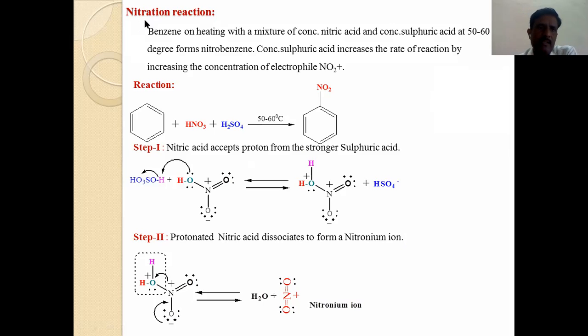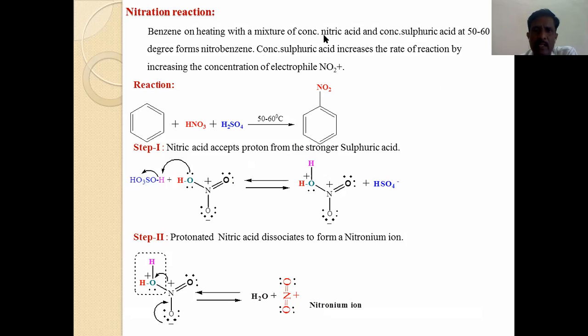Now, what happens in the nitration reaction when benzene is heated in the presence of a mixture of concentrated nitric acid and concentrated sulfuric acid at 50 to 60 degrees centigrade? What will be the product? The product will be nitrobenzene. Again, I'm repeating, when benzene is heated at 50 to 60 degrees centigrade with a mixture of concentrated nitric acid and concentrated sulfuric acid, the product is nitrobenzene.